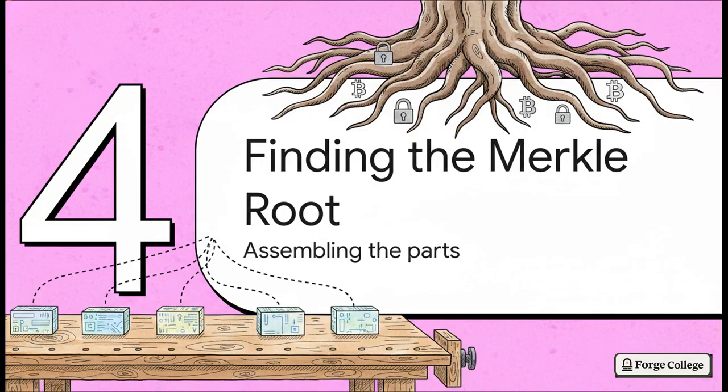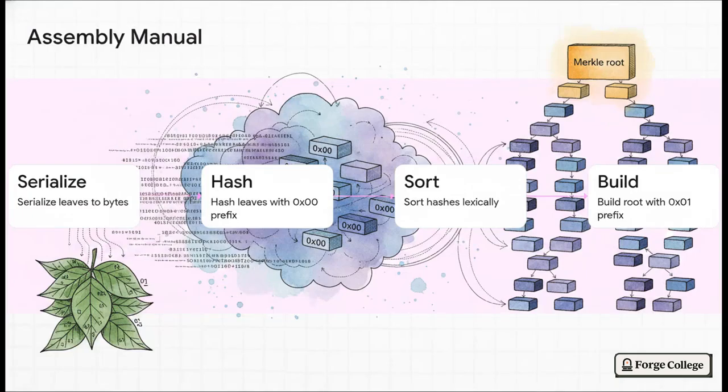Section 4. Finding the Merkle root. Time to assemble the parts. Here is our basic assembly manual. Step 1. You serialize those leaves. Step 2, you hash them, making absolutely sure to prepend that 0x00 prefix we just talked about. Step 3, you sort the hashes lexically. This deterministic sorting is a protocol-critical choice because it ensures anyone verifying this proof will get the exact same result. And finally, Step 4, build the Merkle root.